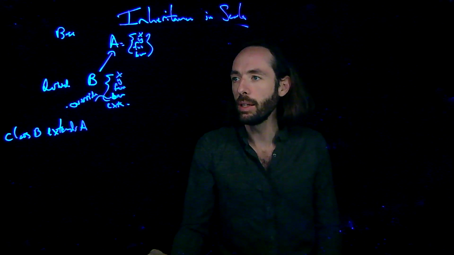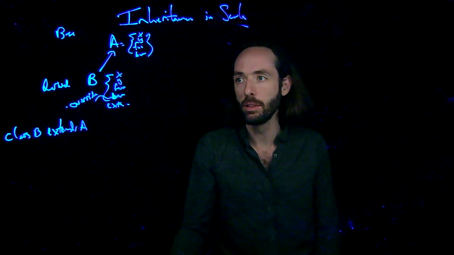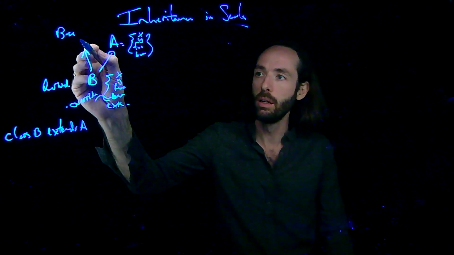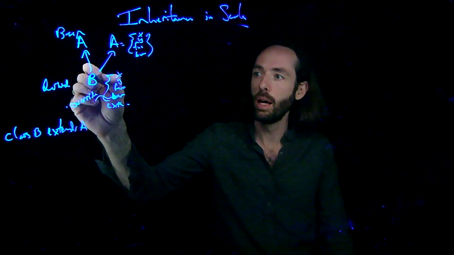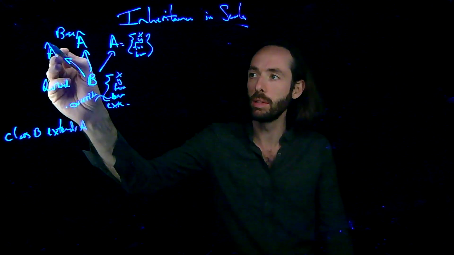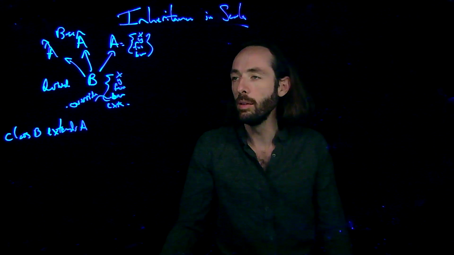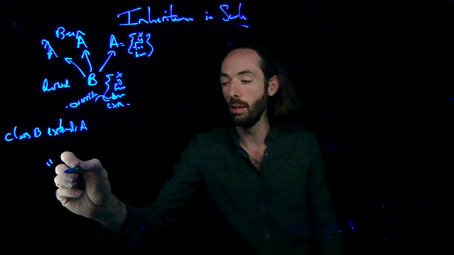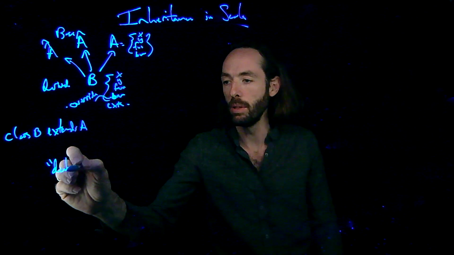One thing that we can't have, at least in Scala, is multiple inheritance. We can't have another class over here, A prime, and another class over here, A double hat. That's not allowed because of what's called the deadly diamond.